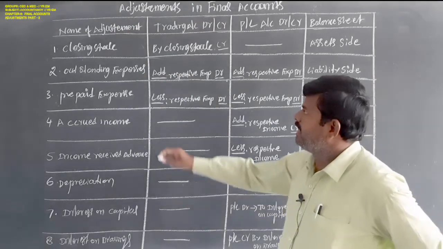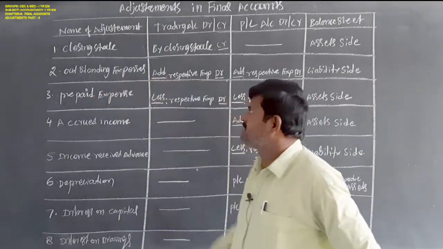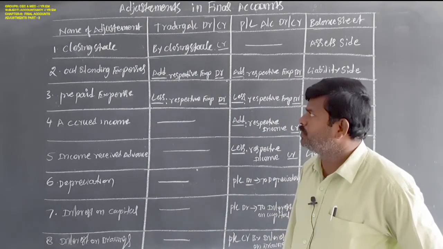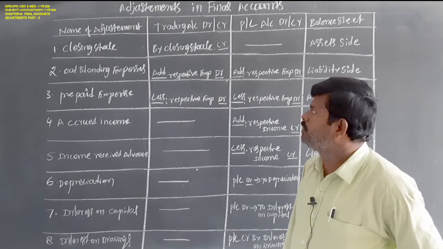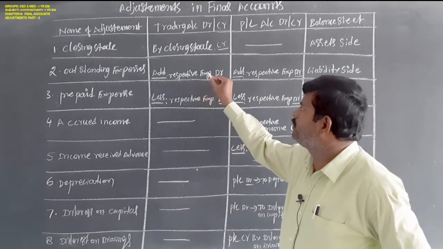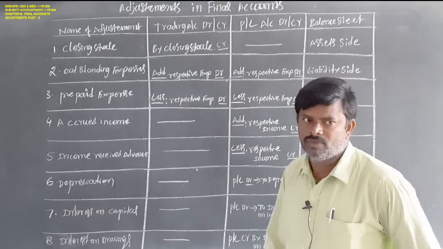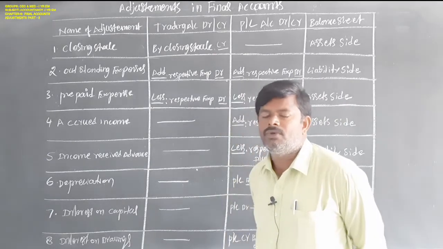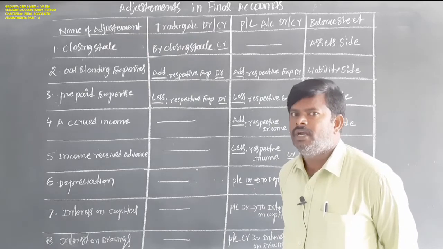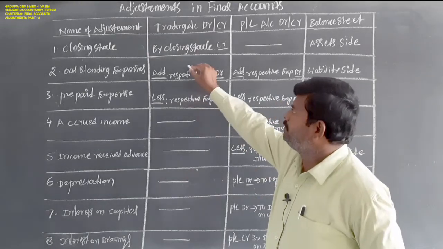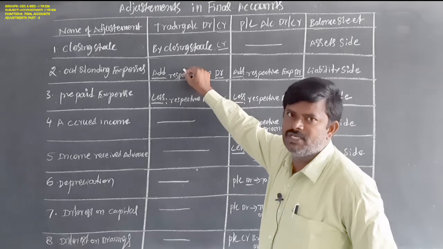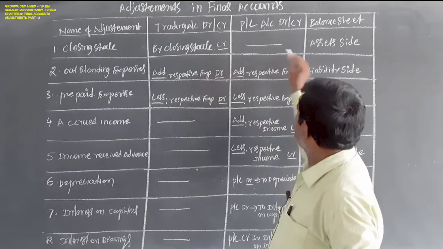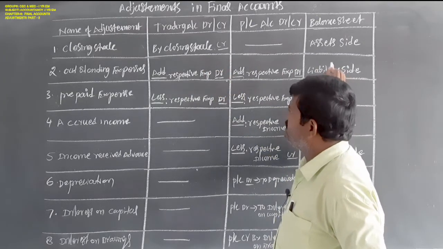Next, the second one: outstanding expenses, which means payable. If any expense is related to the trading account, it should be added to the respective expense on the debit side. Suppose wages. Wages are recorded on the trading account debit side. So if there are any outstanding wages, they should be added to wages on the debit side. The same amount must be recorded on the liability side.